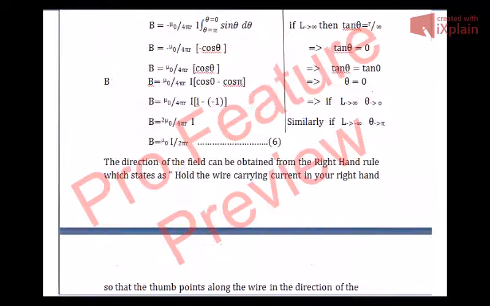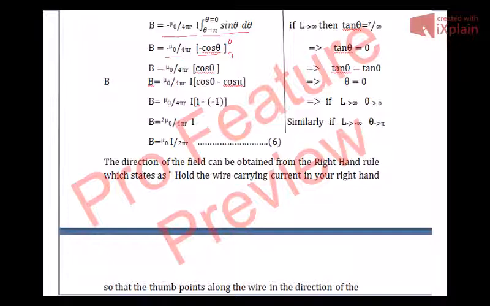So this implies B is equal to mu naught upon 4 pi I, integral with theta going from pi to 0 of sin theta d theta. So the integration of sin theta is minus cos theta. So this will be B is equal to minus mu naught upon 4 pi, minus cos theta. Here we have limits pi and 0 on the right side of this bracket equation. Above we have 0 and below we have pi.